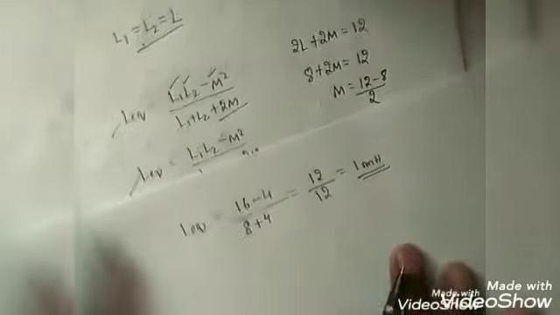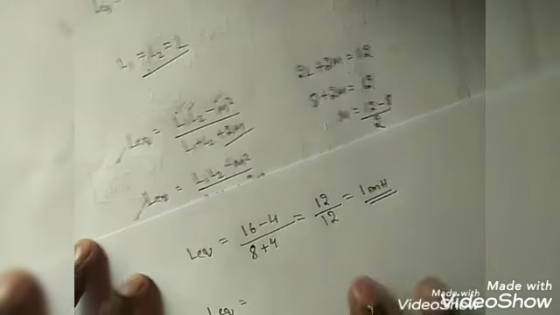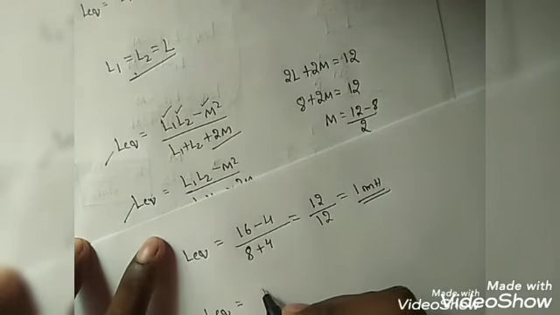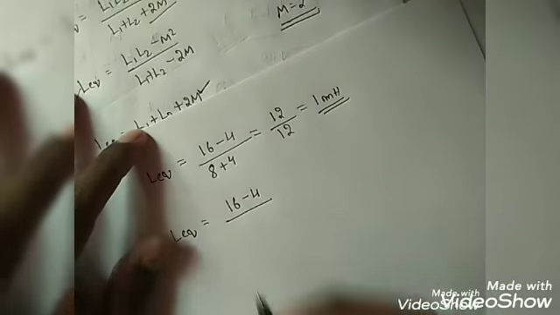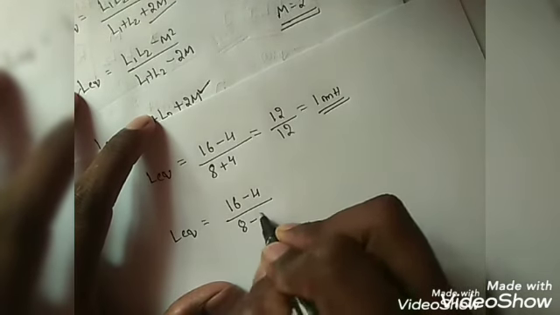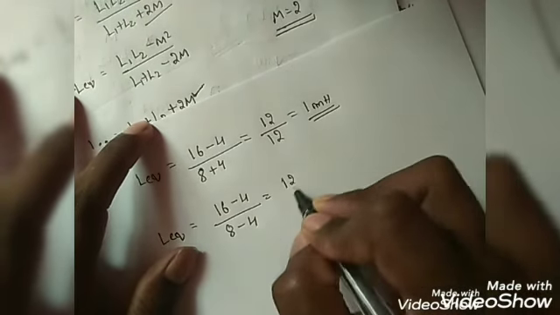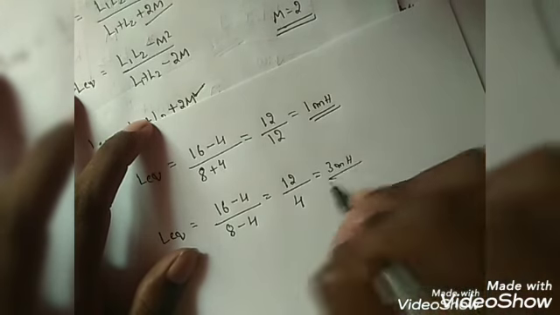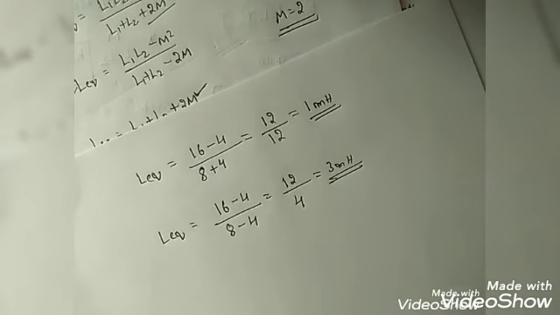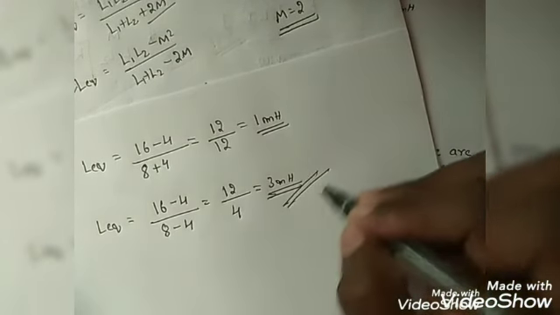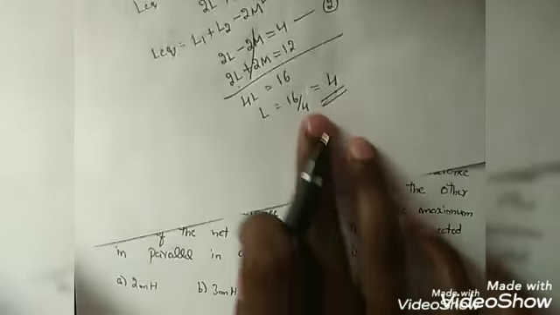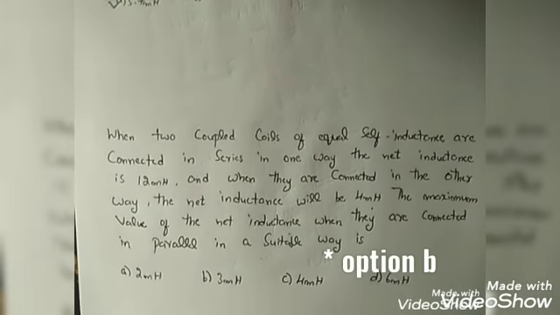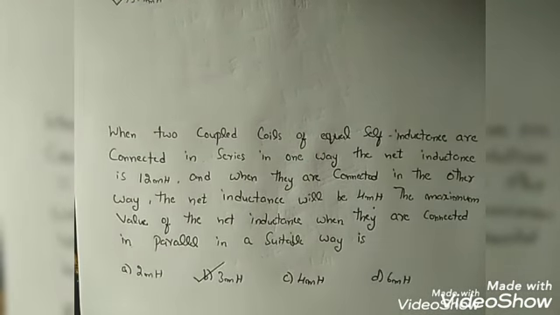Let us substitute in the second formula, L equivalent equals 16 minus 4 divided by L1 plus L2 minus 2M. L1 plus L2 is 8 minus 4, so here we are getting 12 divided by 4. So the answer is 3 millihenry. Of the two formulas, the maximum value is 3 millihenry, so option 3 is the right answer for this question.